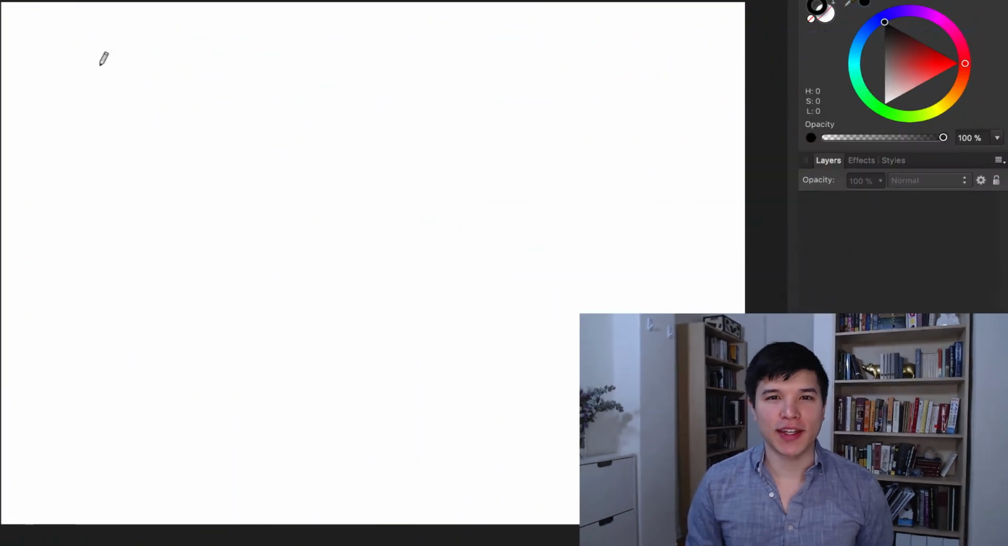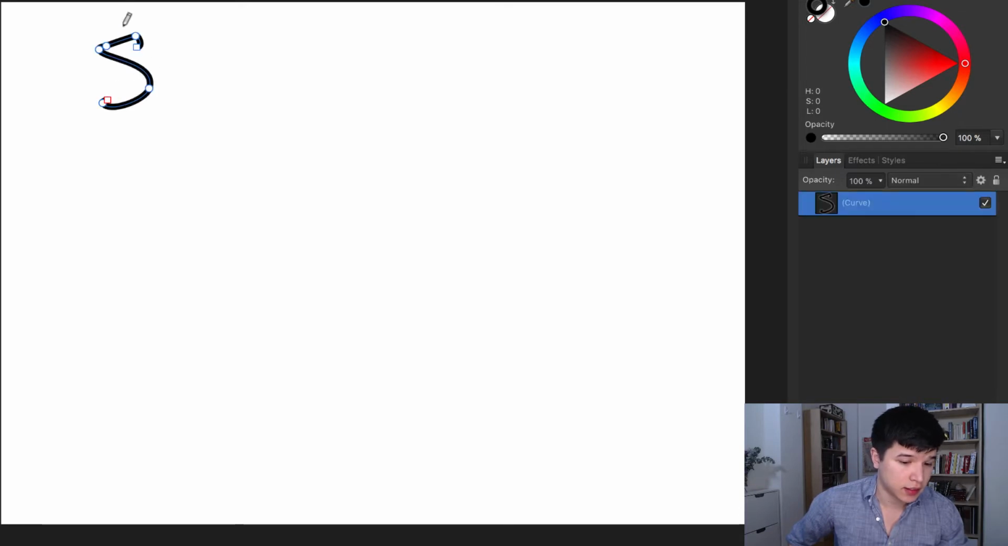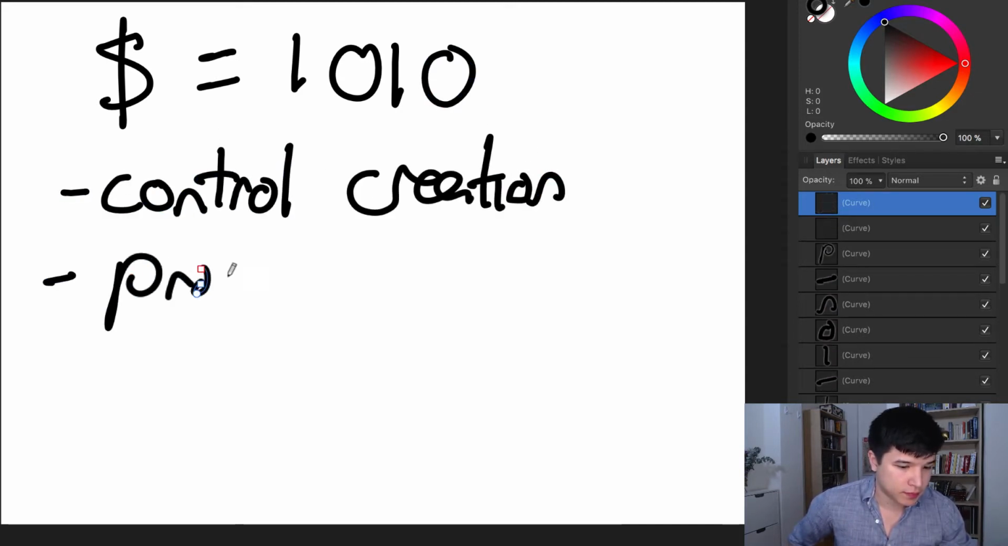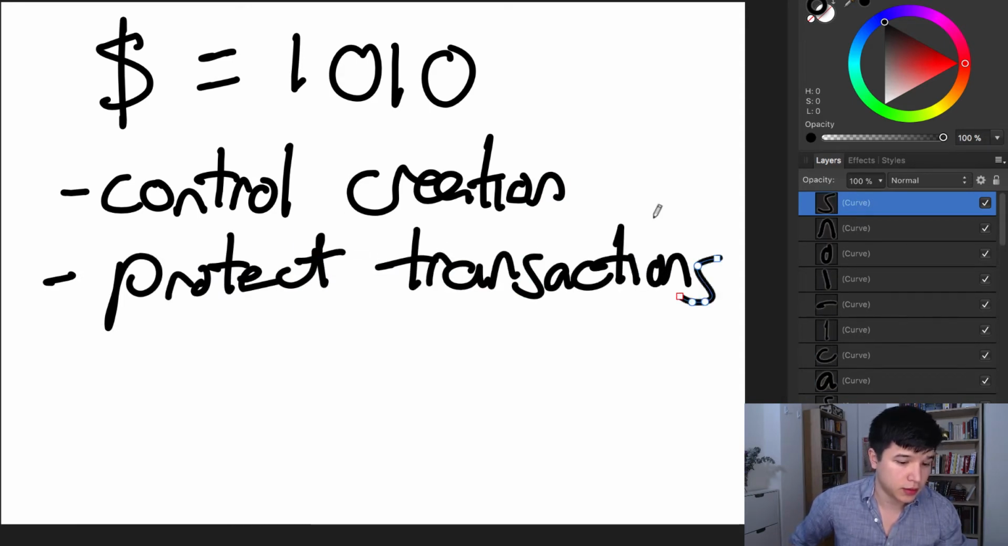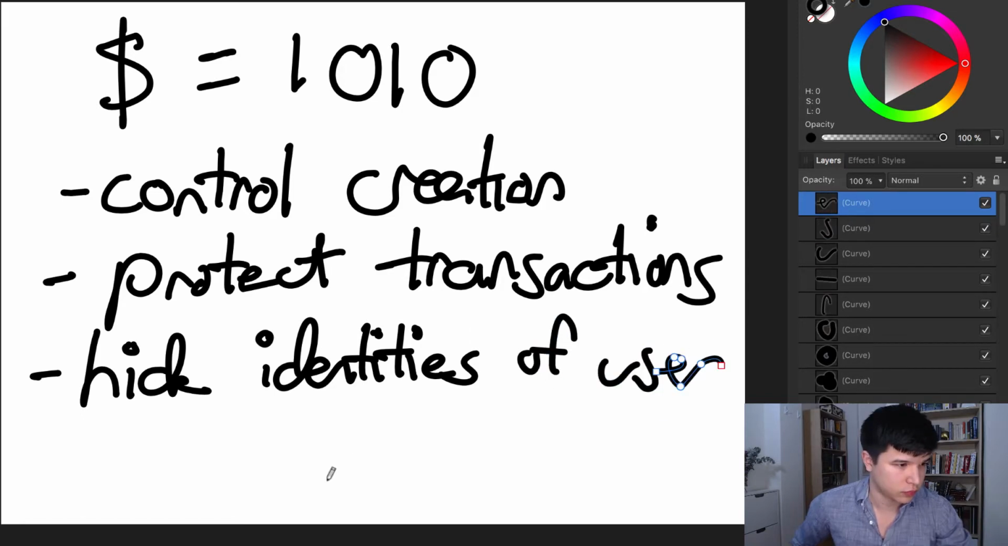So our first word is cryptocurrency. Cryptocurrency is an electronic money. We could illustrate that by showing money being made with the ones and zeros that are the computer language that make up all software. This technology does 3 main things: control creation, protect transactions, and hide the identities of its users.